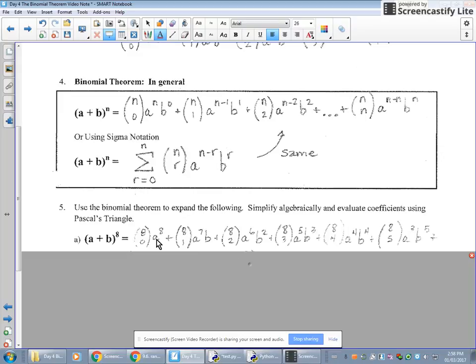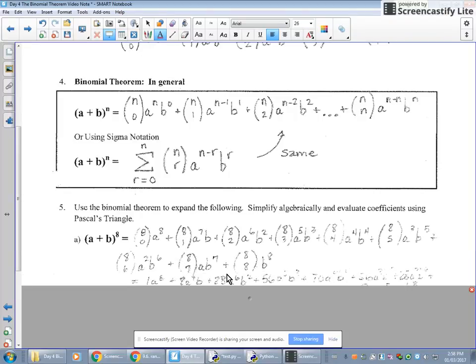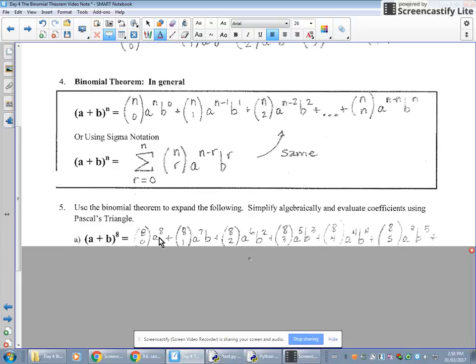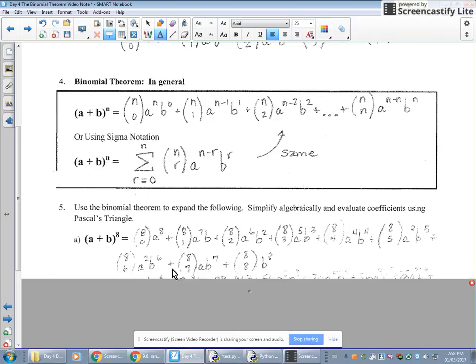The pattern is the exponent is 8, so it's 8 choose 0 all the way up to 8 choose 8. 8 choose 0, 8 choose 1, 8 choose 2, 8 choose 3, 8 choose 4, 8 choose 5, 8 choose 6, 8 choose 7, 8 choose 8. The exponents start off with a to the 8, b to the 0, which we don't write. Then it's going to be a to the 7, b to the 1, a to the 6, b squared, a to the 5, b cubed, a to the 4, b to the 4, a cubed, b to the 5, a squared, b to the 6, a to the 1, b to the 7, a to the 0, b to the 8.